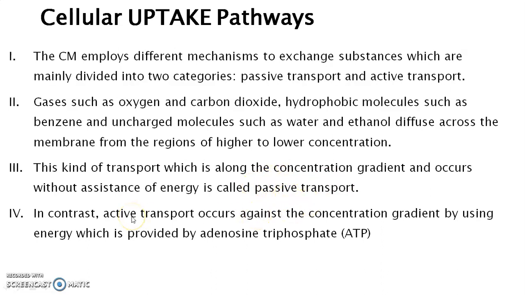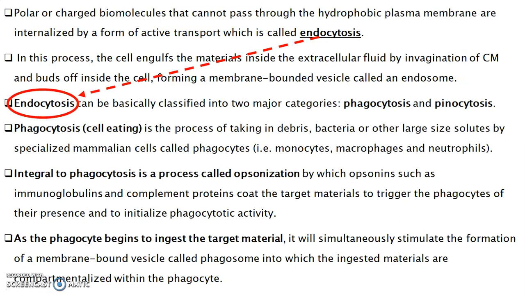In contrast, active transport occurs against the concentration gradient by using the energy which is provided by ATP, that is adenosine triphosphate. The polar or uncharged biomolecules that cannot pass through the hydrophobic plasma membrane are internalized by a form of active transport which is called endocytosis.